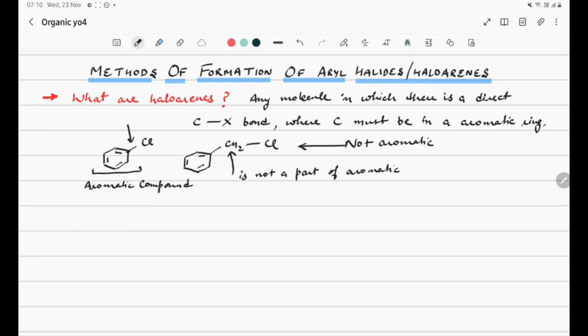So clearly, for a molecule to be called an aryl halide or haloarene, the halogen must be attached directly to the aromatic ring.